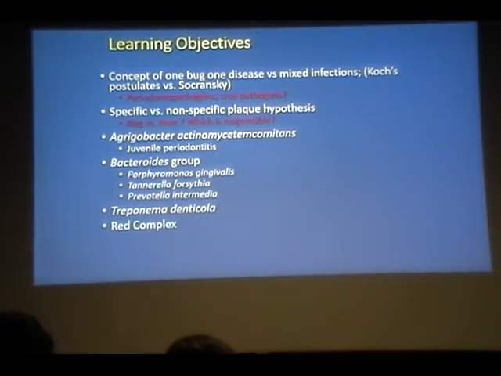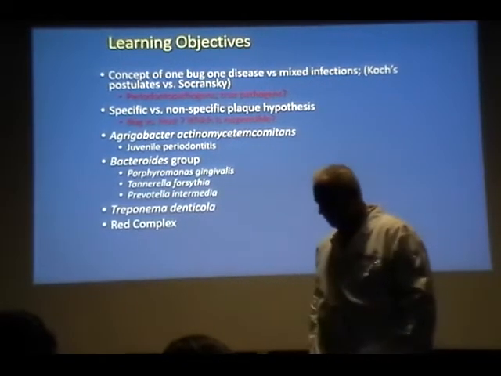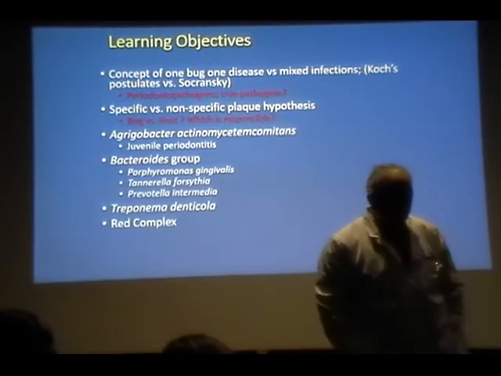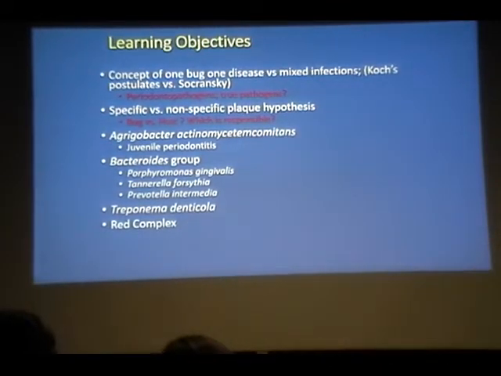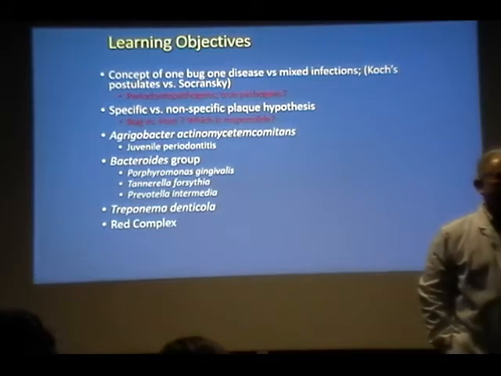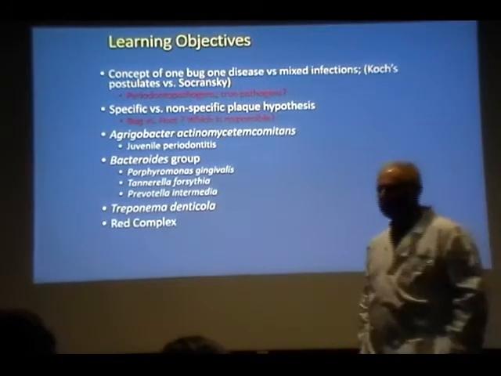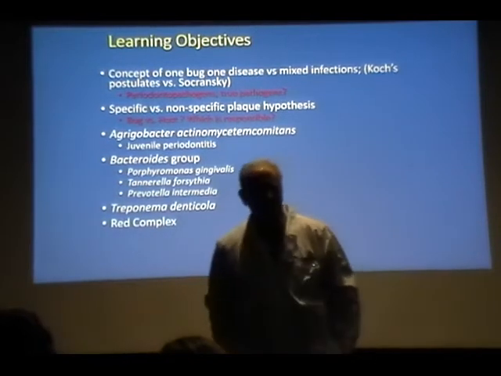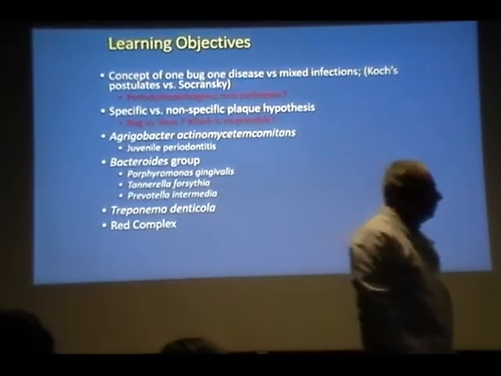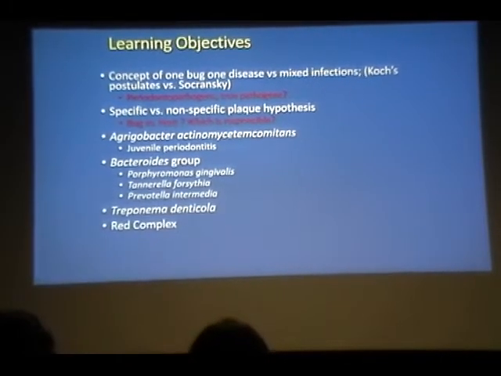Then we'll touch upon what's referred to as the red complex, and this comes from work that was done by Sig Socransky's group at the Forsyth Institute. He and Ann Tanner, Anne Haffajee, and Sigmund Socransky were pioneers in the 20th century. He is probably considered the most influential translational microbiologist in the area of oral diseases.